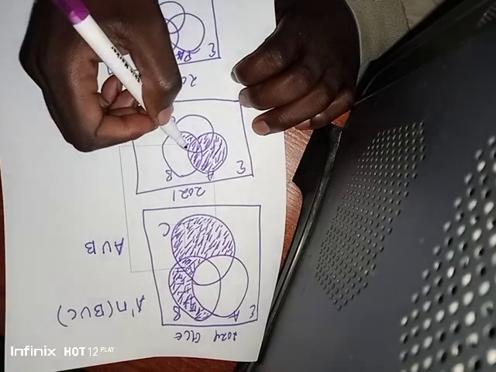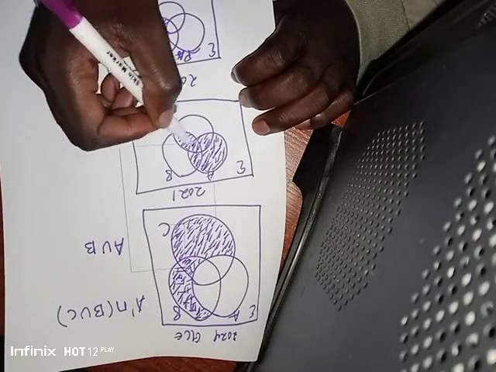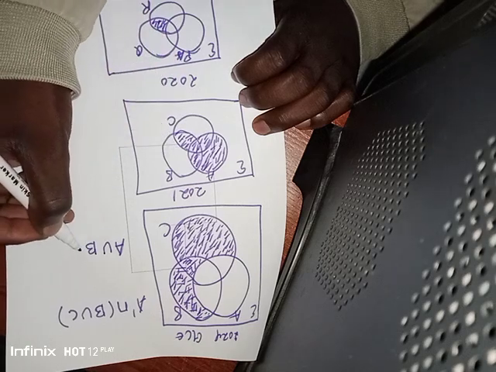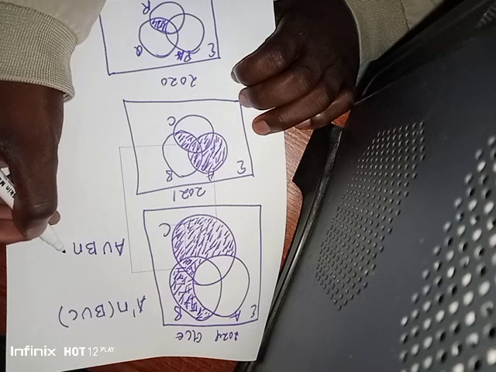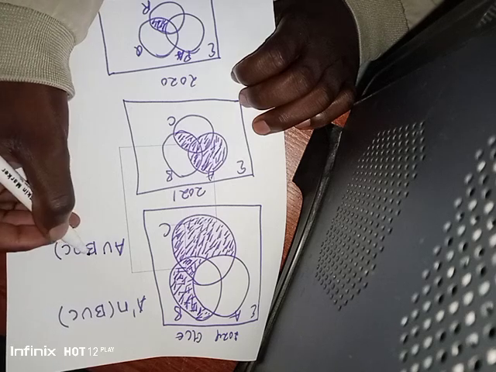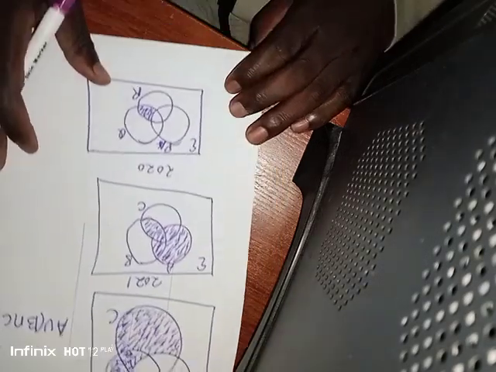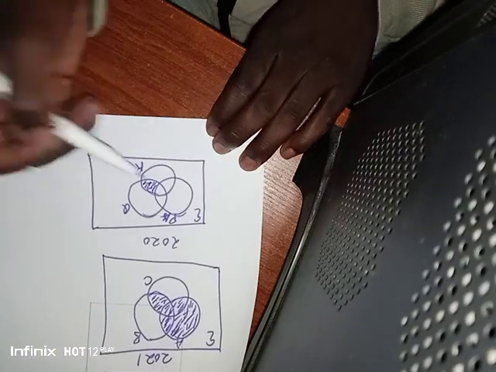B. Now, what is this part which is here? This part is the intersection of B and C. So I'll say intersection C. So I'll do this. That's all. Nothing big. That is what you do. Okay, so I'll come to 2020.